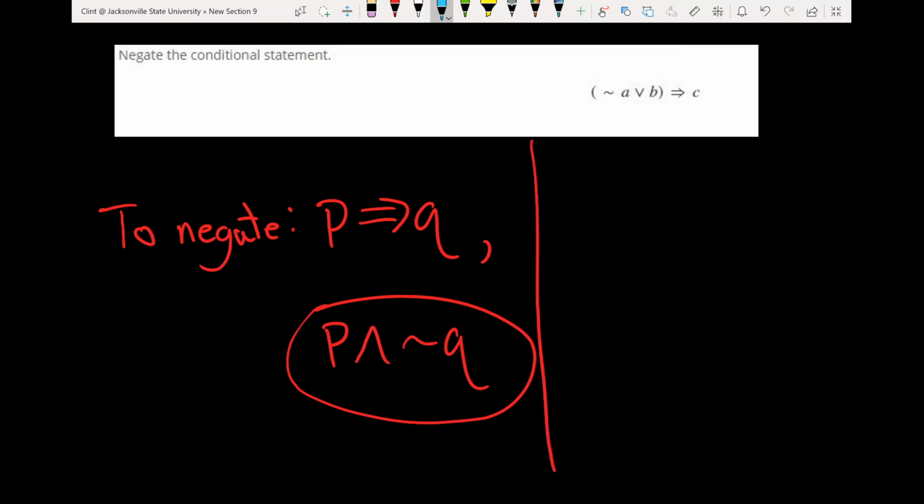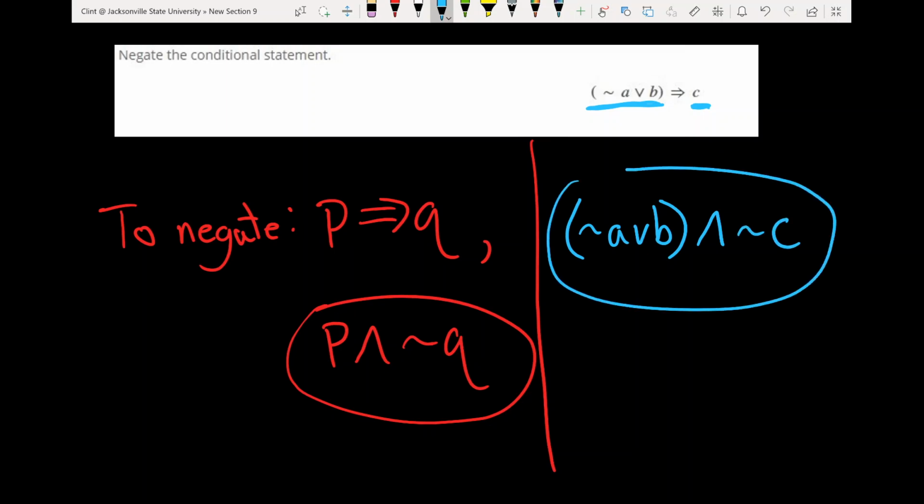Looking back at the statement we're given, this is the first part, like P, and this is the second part, like Q. So we're going to take the first part, and even though it's messy, we're going to have squiggle A or B, and then and, and then we're going to squiggle the second part, so squiggle C. It works that way every time when we're negating a conditional statement.